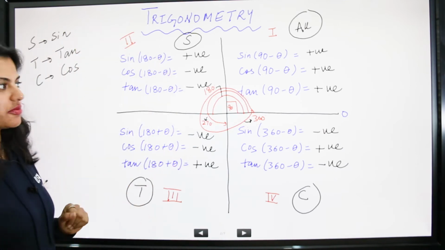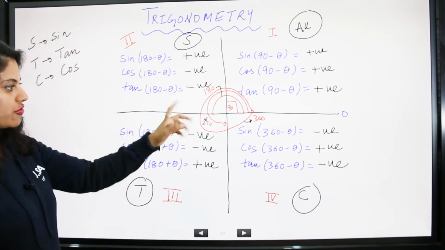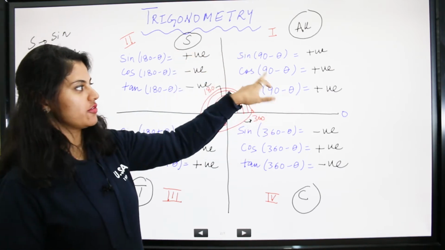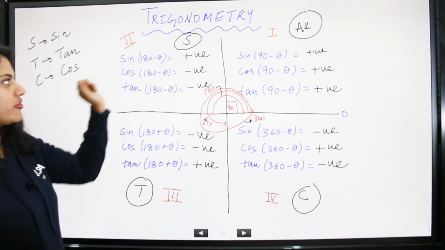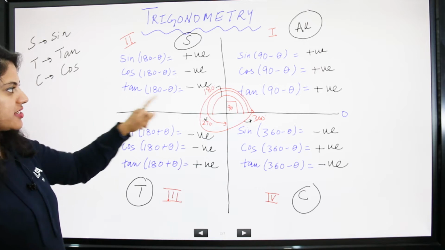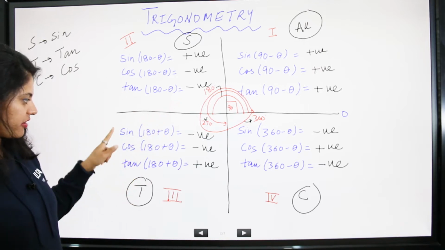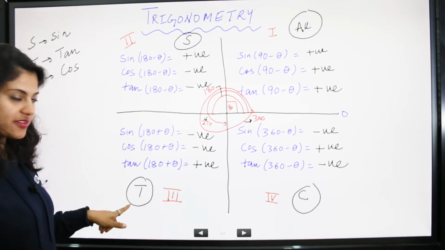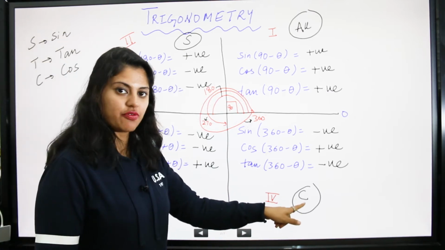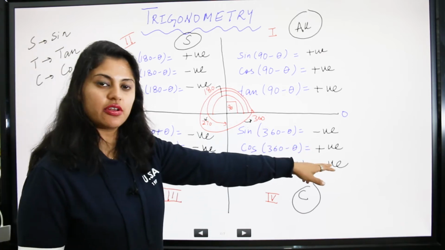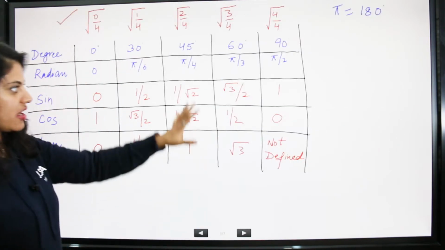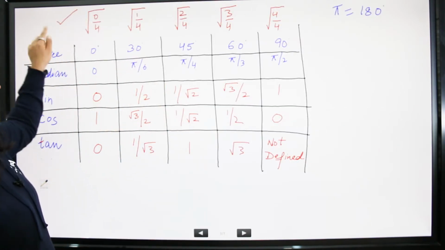So I have already explained this in my previous video. Let's go through it quickly. In the first quadrant, all values of sine, cos and tan are positive. In the second quadrant only sine is positive, cos and tan are negative. In the third quadrant tan is positive, because it's T in here, and sine and cos are negative. And for the fourth quadrant, we have written C, which means the cos value is positive and the other two are negative.